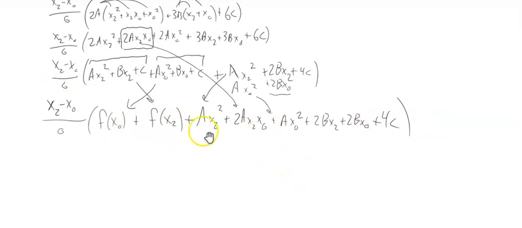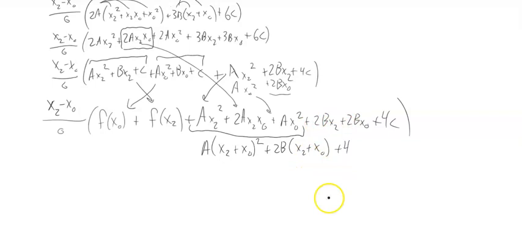Here's some things that I notice. These three things right here, I could actually factor. Like this is the same as this. They all have an A in them, so you could factor an A out. This, I could take a 2B out of each of these. Got that plus 4C.